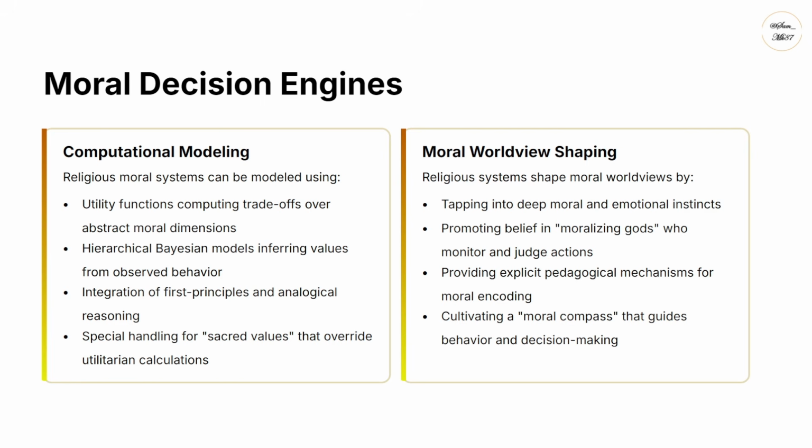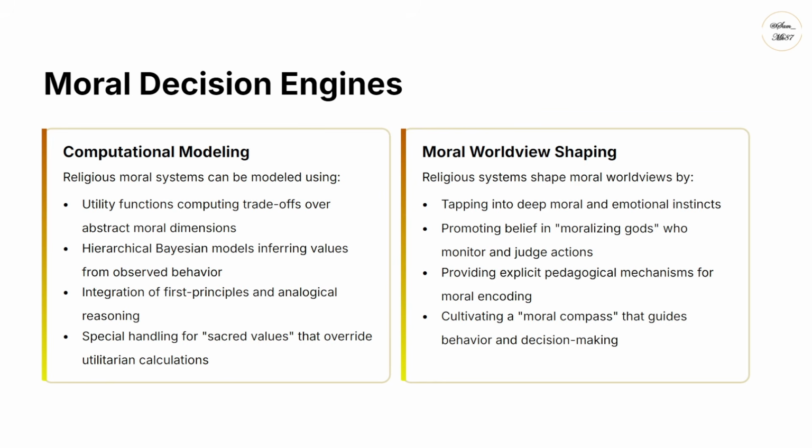Now let's talk about the moral decision engines. Religious moral systems can also be seen as a kind of moral decision engine, a structure that both computes ethical trade-offs and also shapes how individuals form moral judgment. From a computational perspective, we can model these systems using a utility function that evaluates actions across moral dimensions like fairness, loyalty, or harm minimization. Some models, like hierarchical Bayesian frameworks, infer values by observing how people behave, learning not just what people do, but what they seem to value implicitly.